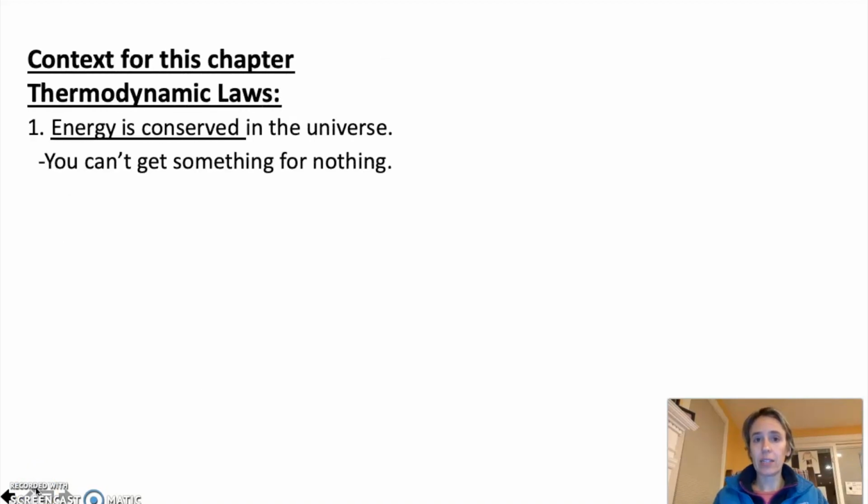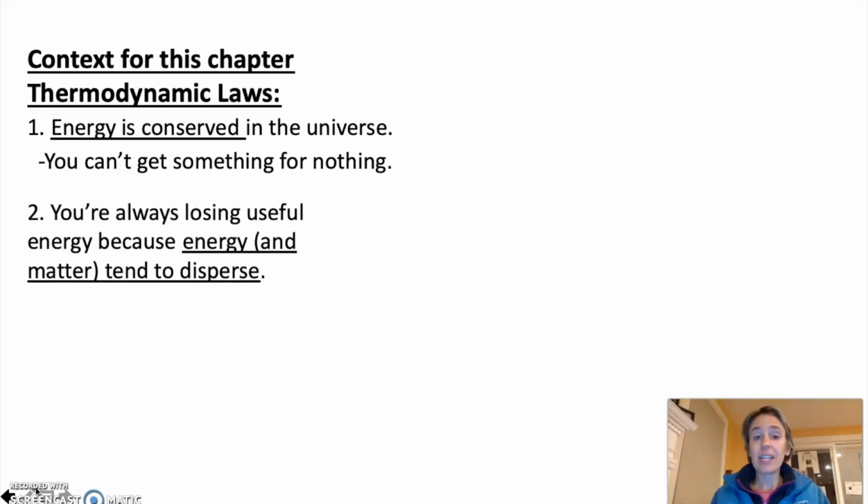So a little bit of context for this chapter. You may have heard of the first and second law of thermodynamics. If not, that's okay too. The first law is that energy is conserved in the universe. Another way to say that is that you can't get something for nothing in terms of energy and work. The second law of thermodynamics is that you're always losing useful forms of energy. Now, that might seem a little bit counterintuitive considering that first law, but useful forms of energy are constantly being dispersed into that larger universe.